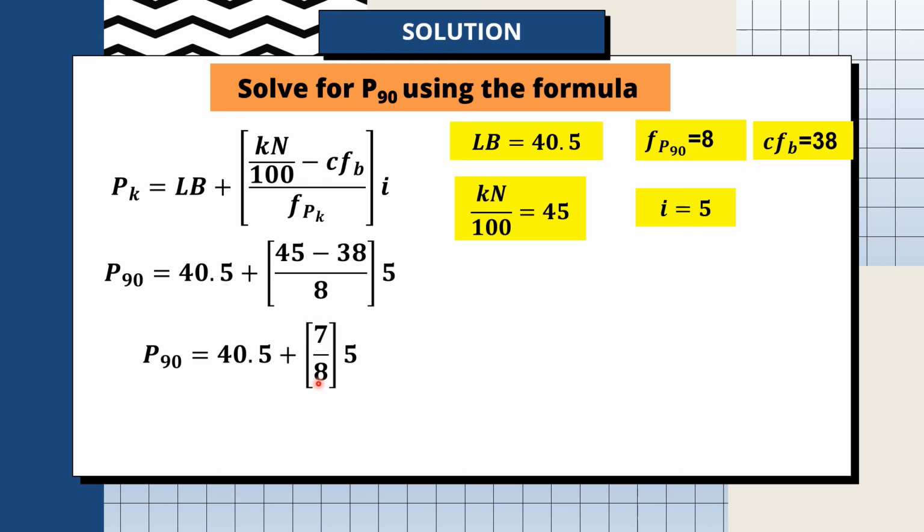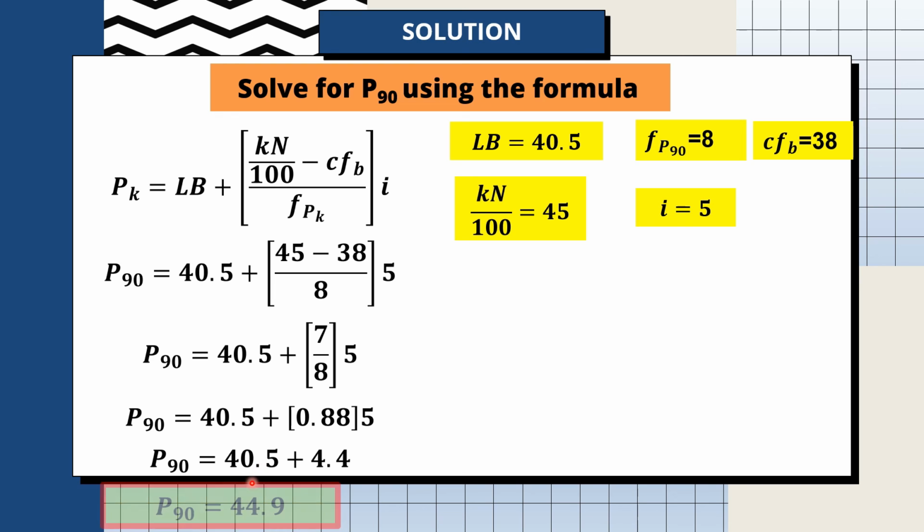Then, 7 divided by 8 ay 0.875 yan. Pero, kailangan natin siyang i-round off into 2 decimal places. So, kinuha natin yung 0.88. Then, multiplied by 5, that is equal to 4.40. Hindi ko na nilagay yung 0 kasi same naman yung value niya. Add natin siya sa lower boundary which is 40.5. That is equal to 44.9.